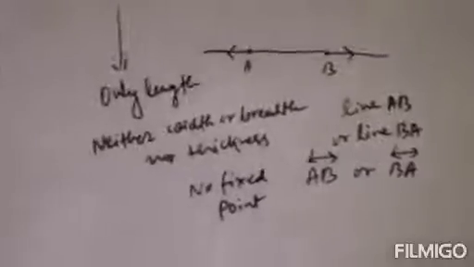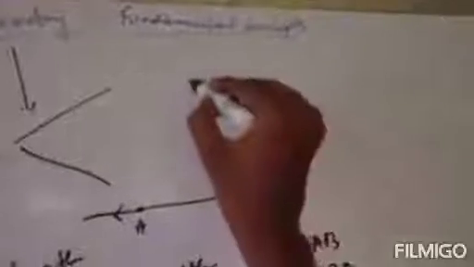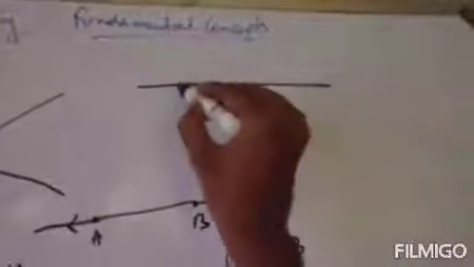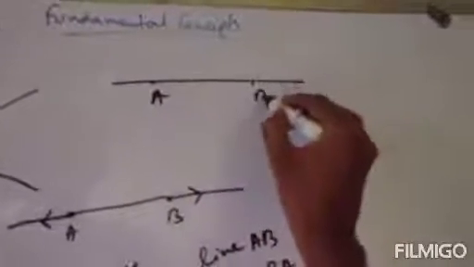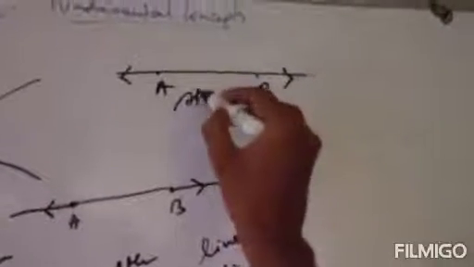Clear? Now this line has two classifications or two parts. One is straight line and another one is curved line. Straight line is like this. This is a straight line. A and B, they are 2 points. When they are extended in both directions, this is a straight line.